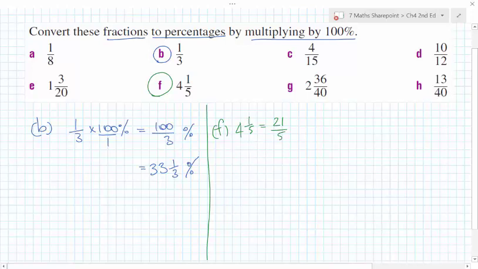Typically it's easier putting it into an improper fraction when I'm going to multiply by things. So then I multiply that by 100%. What I have here is 100 over 1, is the way of looking at it. I know 5 goes into that once and into that 20 times. So now I have simply 21 times 20 as a percent, and that's 420%. That is my answer here.